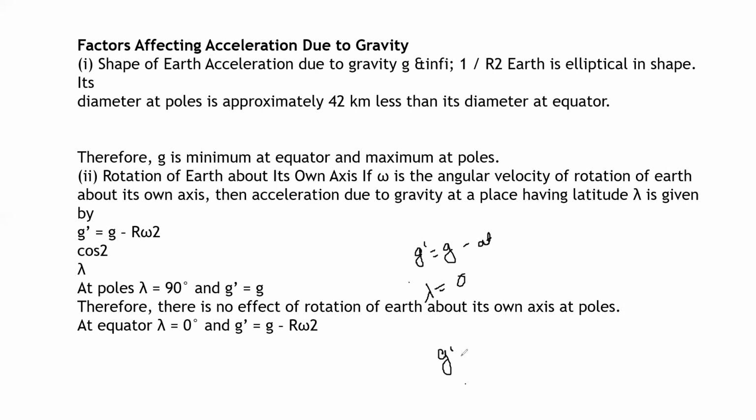Therefore, the equation becomes G dash is equal to G minus R omega square. Here you can see that it becomes 9.8 minus this radius and this angular velocity, right? The value of acceleration due to gravity decreases because we are subtracting some value from 9.8. Therefore we can say that at the equator, the acceleration due to gravity is minimum, and at the pole it is maximum. So due to the axis of rotation and due to the shape, we are proving the same concept here, right?